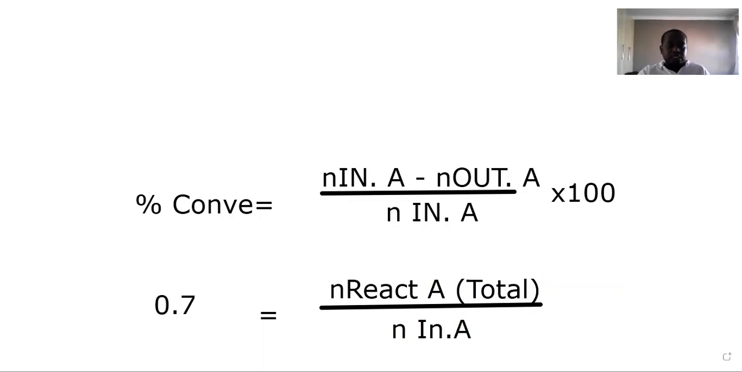Next, we're going to look at the other information that we have. We also have selectivity information. Our selectivity says that 60% of A that reacts goes to product C, and 60% of A that reacts goes to product B. So now let's write this out.